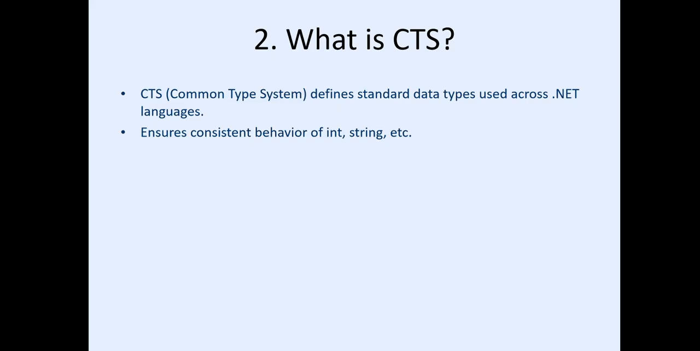So what is CTS? CTS means Common Type System. CTS is one of the defined standard data types used across .NET languages. When you are trying to learn any programming language, internally it has different types of standards. So standard data types are mandatory, to ensure consistent behavior of int and string. That is very important when you are learning any programming language.